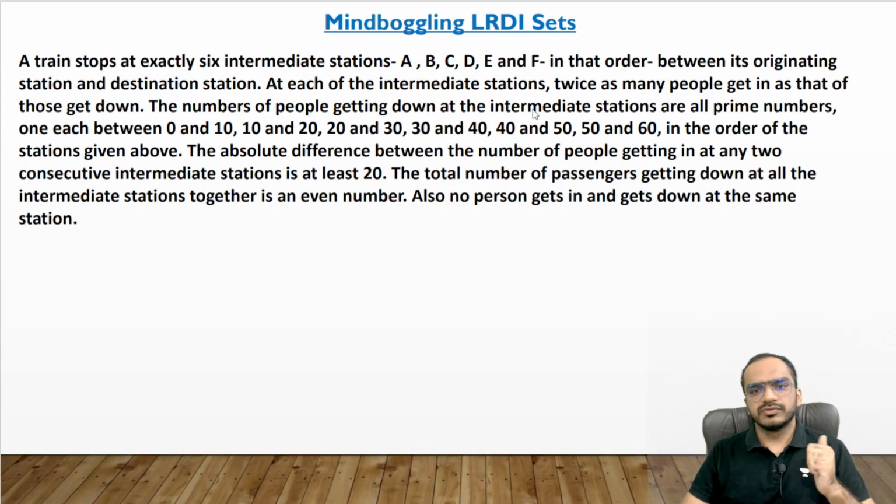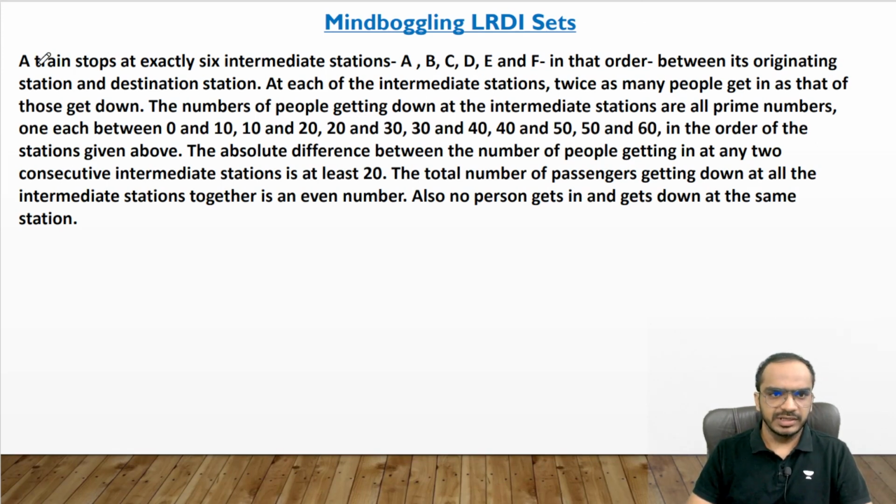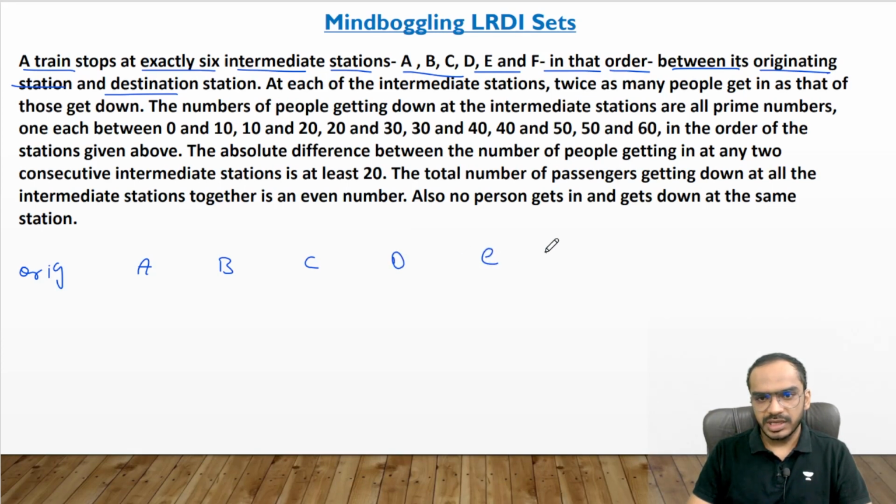The first set for the day. Let's have a look at what the set is trying to say. A train stops at exactly 6 intermediate stations A, B, C, D, E and F in that order between its originating station and the destination station. So between the originating station and the destination, there is A, B, C, D, E and F, and then there is the destination station. Are we clear with this?